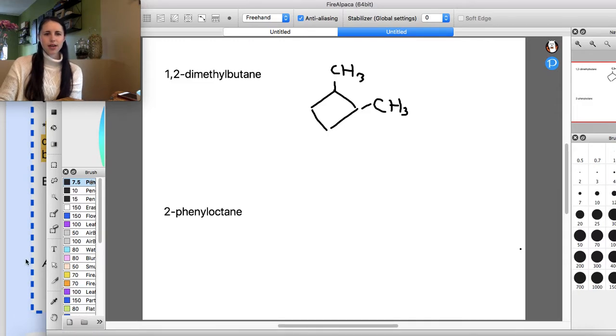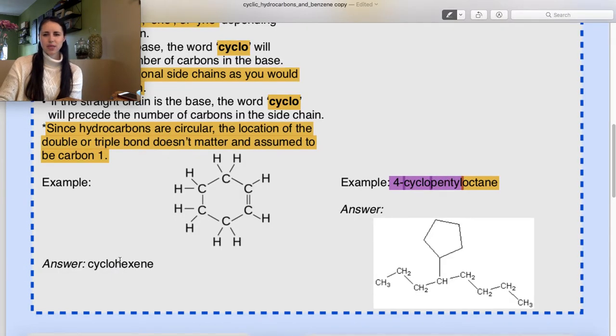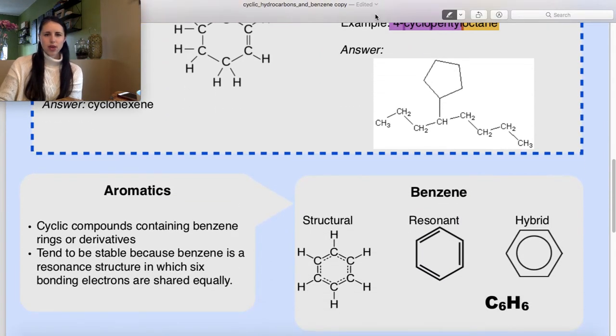Let's take a look at our next example, and it's going to be that specialized one I talked about before: aromatics. Aromatics are just a really fancy word for one particular type of cyclic hydrocarbon. They are very specifically talking about this structure called benzene. Benzene is very specific. It has 6 bonding electrons shared equally. So essentially a benzene structure is going to be 6 carbons, 3 double bonds always.